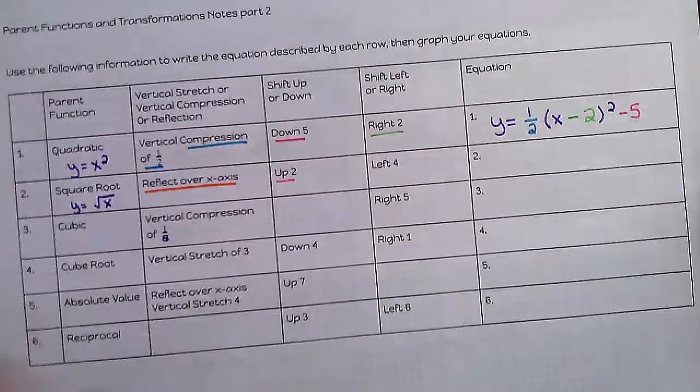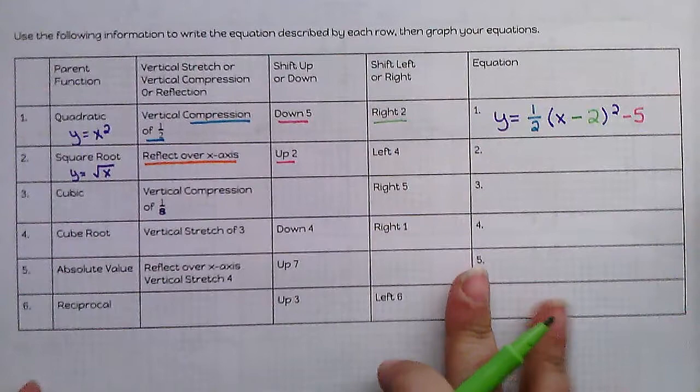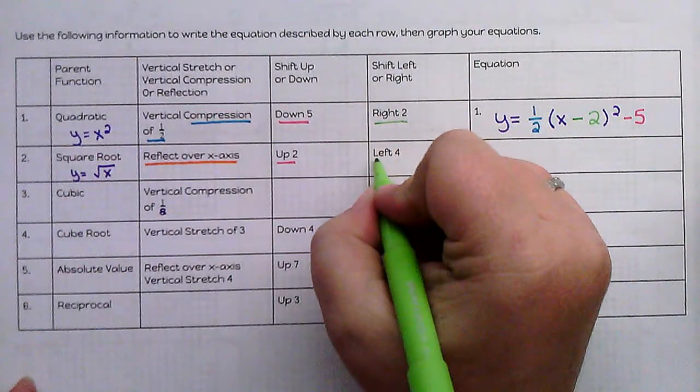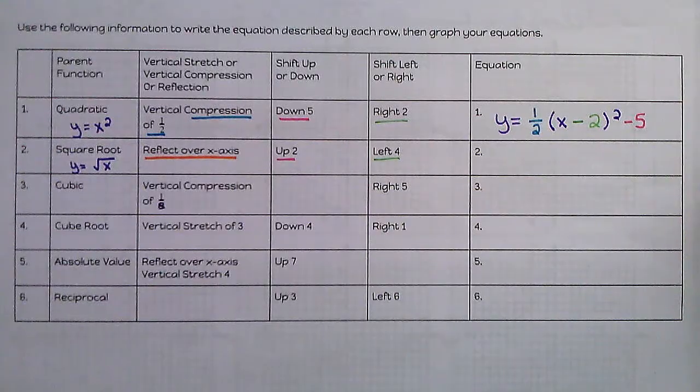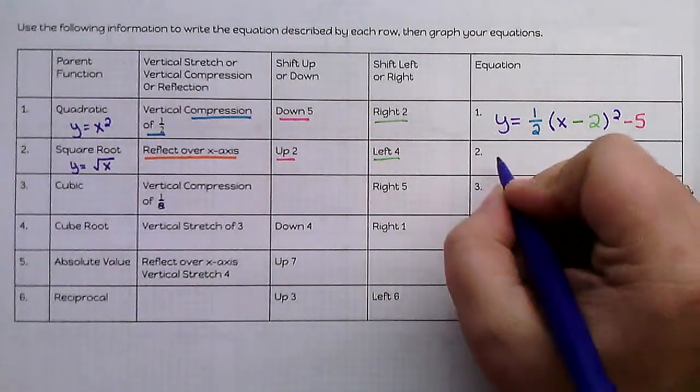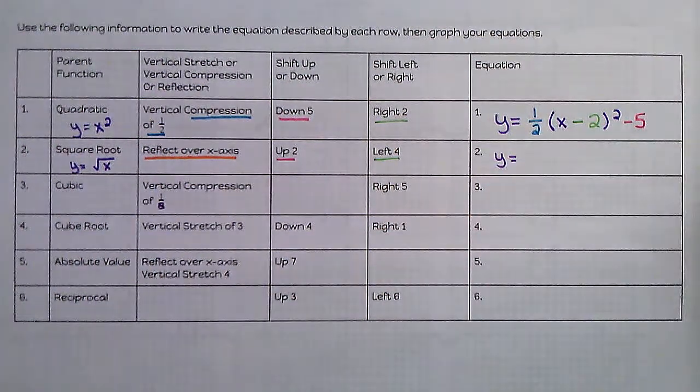We're going to have up 2. Ooh, my paper is getting all crazy. And we're going to have left 4. So on this one, we're going to start with y equals. Okay, now reflection over the x-axis.